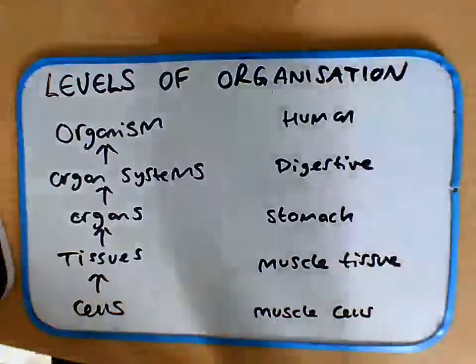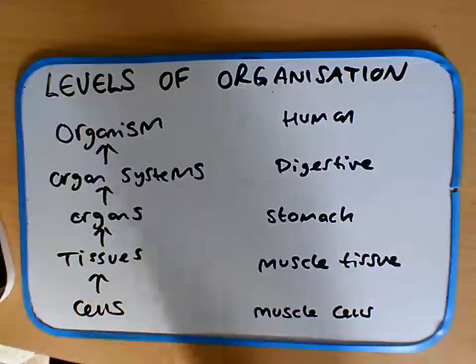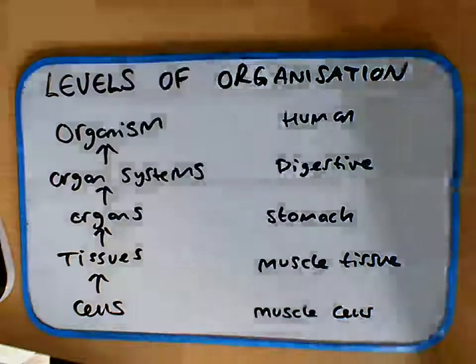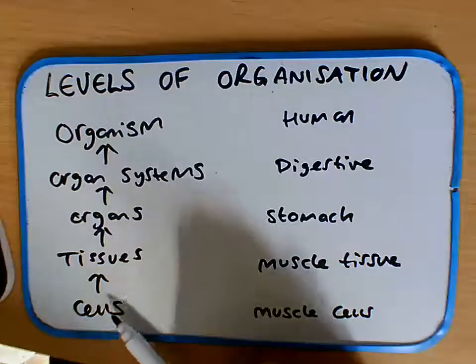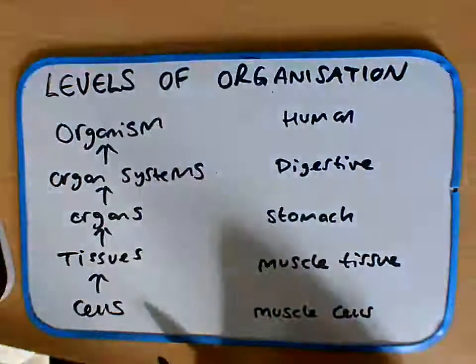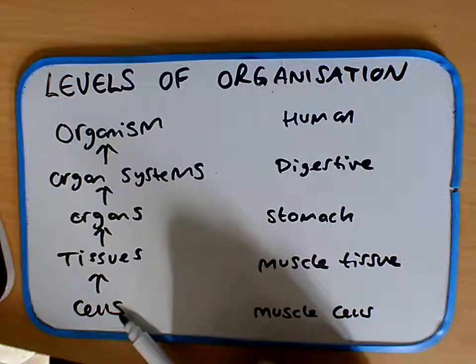Okay, so now we've talked about cells, animal cells and plant cells. Let's just have a quick look at how organisms are actually organized. So there's a hierarchy system. We start with the smallest structures and we work our way up to the biggest structure. So we start with the cells at the bottom.